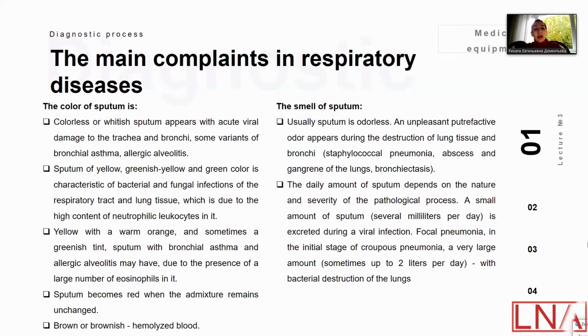The daily amount of the sputum, the daily output during coughing, depends on the nature and severity of the pathological process. For example, a small amount of sputum, several milliliters per day, is excreted during a viral infection.